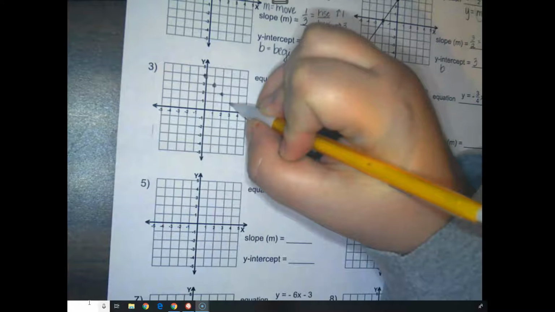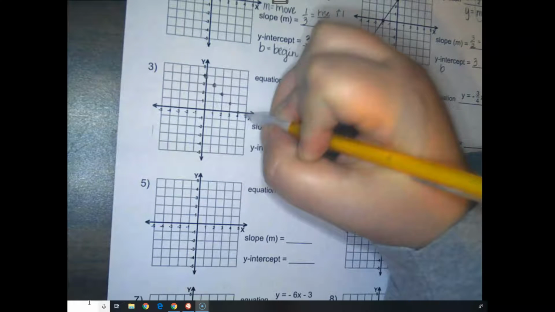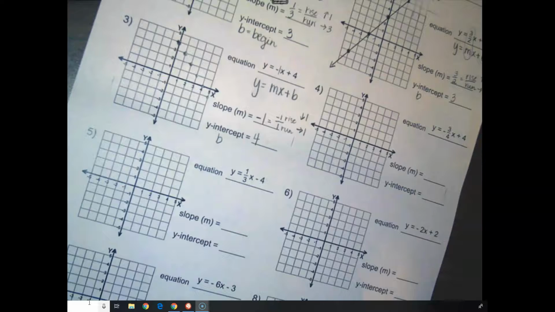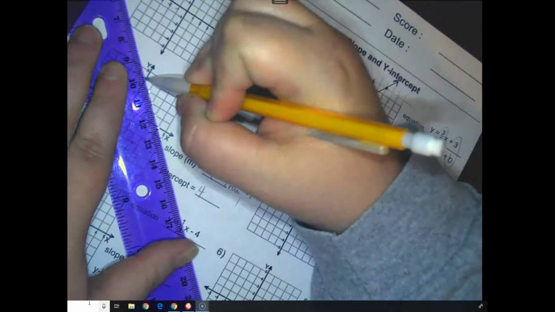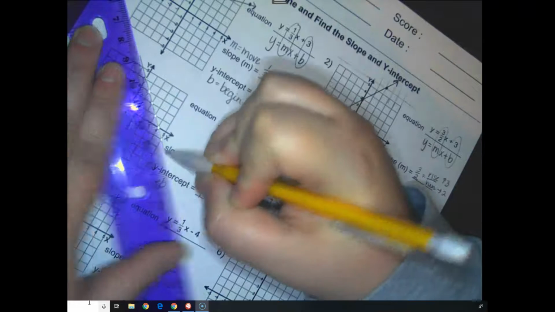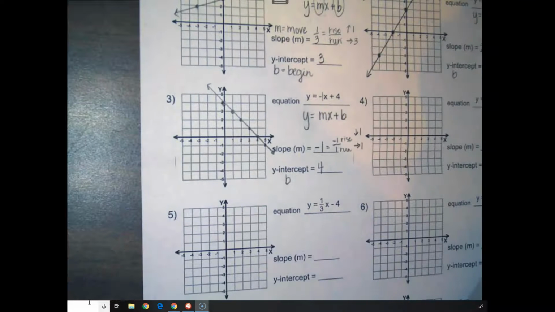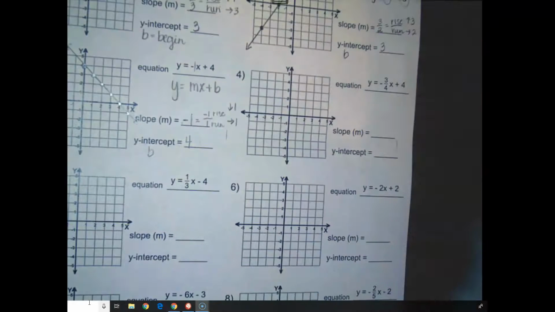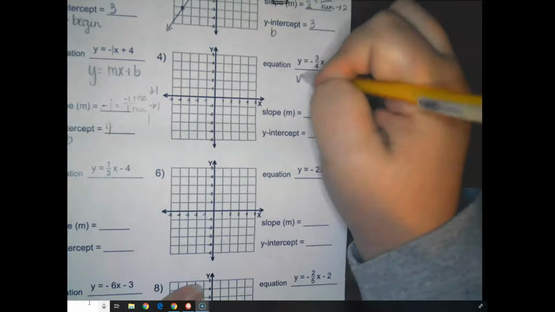Down 1, right 1. Down 1, right 1. I'm going to go till I can't anymore. Use my ruler or straight edge to draw my line. It's a negative slope, went down. All right, let's move on to number 4. All right, so y equals mx plus b.